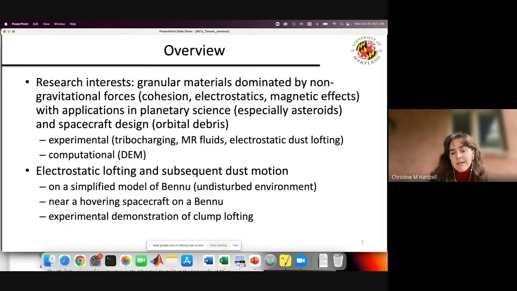And then finally, I'll show some experimental work that shows that not only do individual particles get electrostatically lofted, but we could also have electrostatic lofting of clumps of particles. A clump is where we have an aggregate of a bunch of different particles that are kind of sticking together and moving as one.